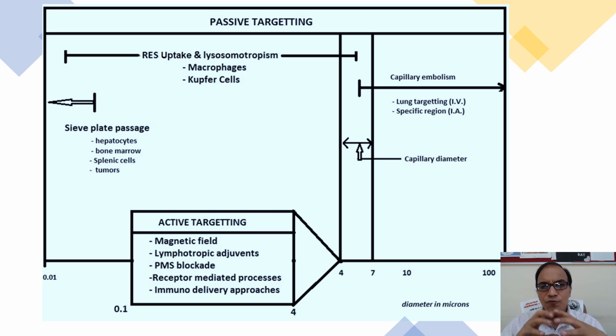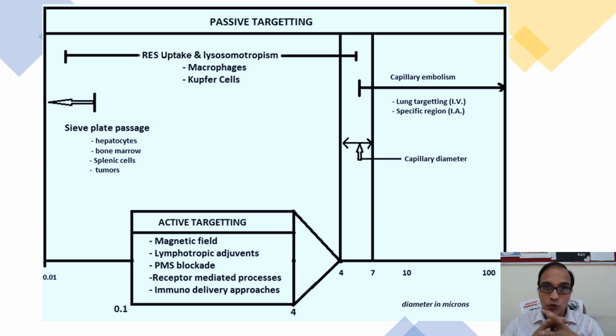So let's focus on this flow chart. You can see the passive targeting and active targeting. In passive targeting, all the diameters are mentioned as 4 to 7. As you can see here, 4 to 7 is the capillary diameter. We want RES uptake, lysosomotropism with the help of macrophages and Kupffer cells. It is a spontaneous process.